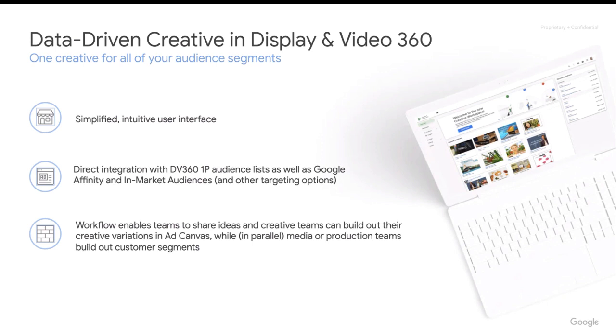There are also other targeting options that we're going to see. And as we mentioned before, the main idea is that here you can collaborate between different teams. For example, while the creative team is working on building the creative, the media or production team will be able to work on building the customer segments.